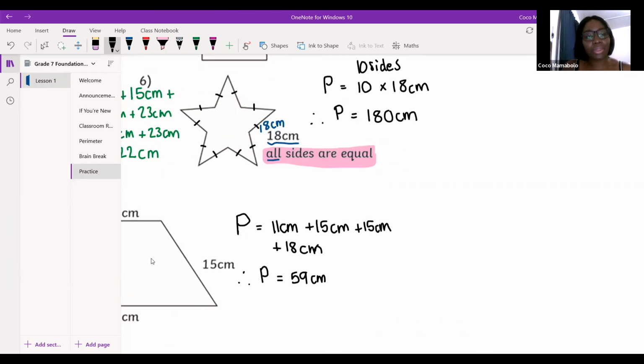Okay. Thumbs up, thumbs down. How do we feel about calculating the perimeter of polygons with equal sides?